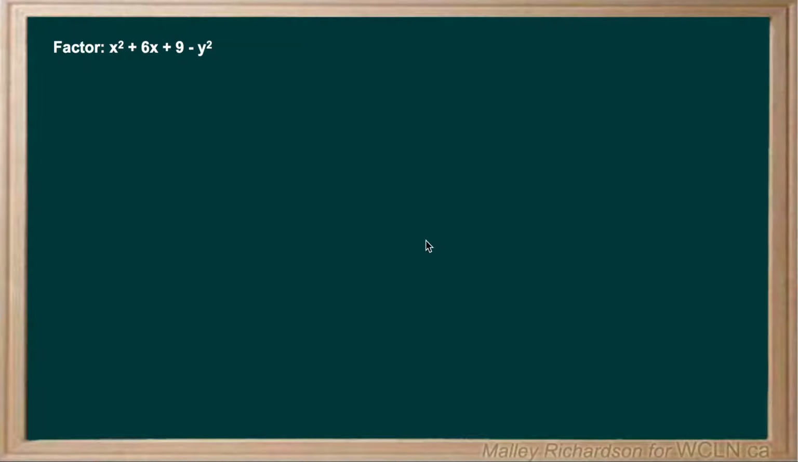In this example, we want to factor x squared plus 6x plus 9 minus y squared. As we can see in this question, we have two different variables of x and y. So to solve this, we need to do a difference of squares. But as we can see, this question isn't in a difference of squares format. So that means we want to change this around so we can get into that format.